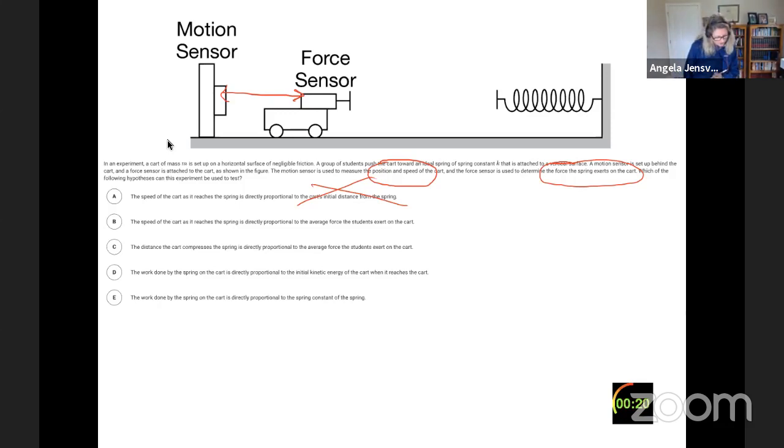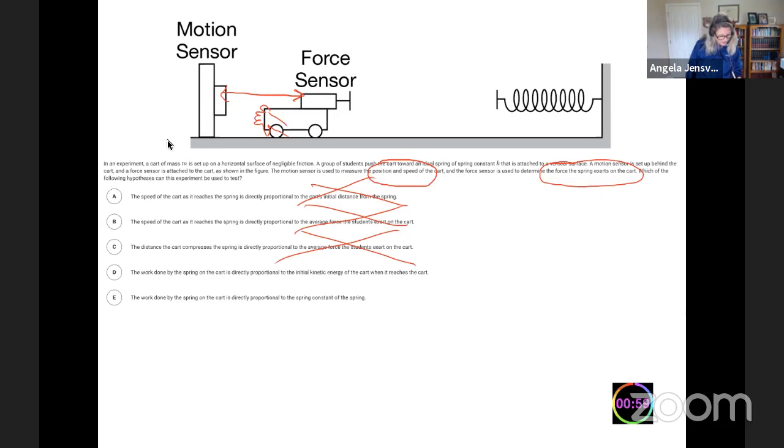As it reaches the spring is directly proportional to the average force the students exert on the cart. The students are pushing this way. I'm going to try to draw a hand. Okay. The students are pushing from the left, and this force sensor measures the force from the right. So this is no good. Same thing for C, force students exert on the cart.